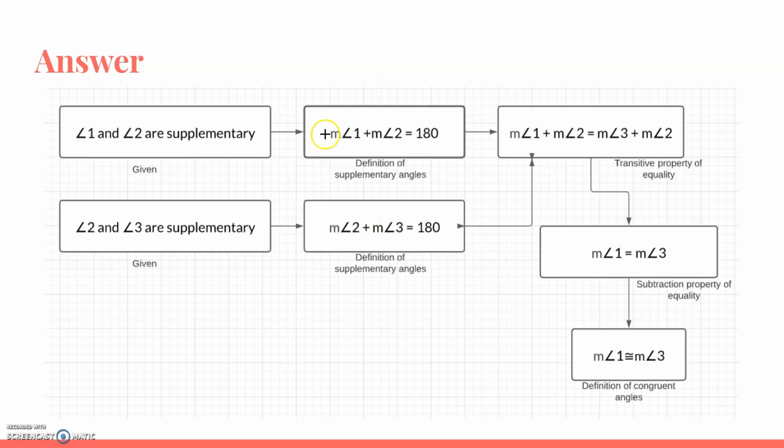These were given to us together in the two-column proof, but I've just separated them for the flowchart proof, and then they both end up going to the measure of angle 1 plus angle 2 is equal to angle 3 plus angle 2. That's the transitive property of equality. And then angle 1 is equal to angle 3. That's the subtraction property of equality. You're subtracting angle 2 from both sides. And then angle 1 is congruent to angle 3. Definition of congruent angles. So that's how an example of a flowchart proof looks when you have to create it.